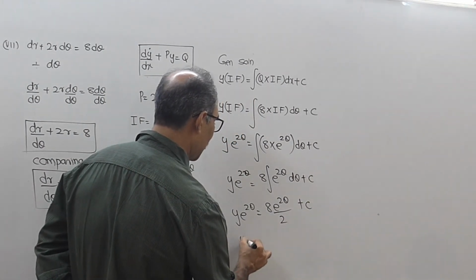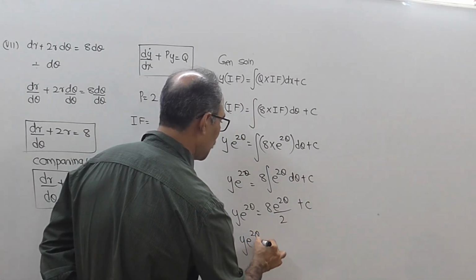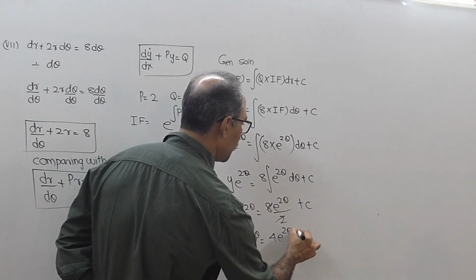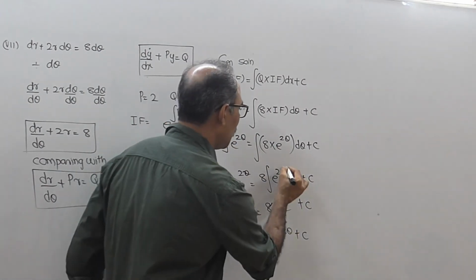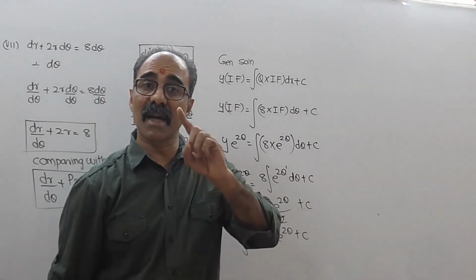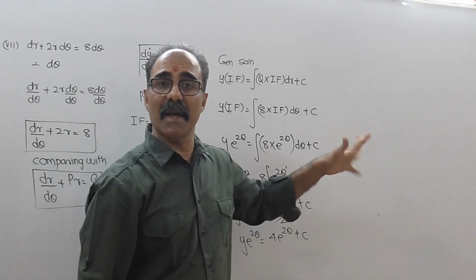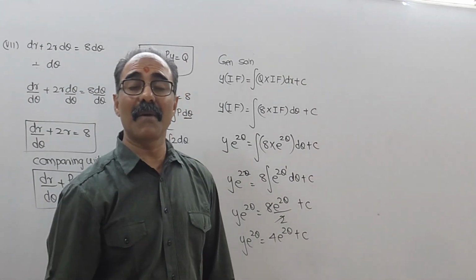तो इसका फाइनल आंसर रहेगा y e raised to 2 theta, ये कट कर देना, 4 e raised to 2 theta plus c. अभी ध्यान से देखो, what is the power of theta? थीटा का पावर 1 है तो सॉल्व हो जाएगा. लेकिन वही थीटा का पावर अगर 3 रहेगा ना तो उसके इंटीग्रेशन का फॉर्मूला नहीं है.